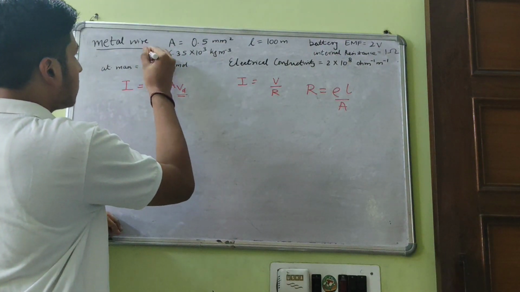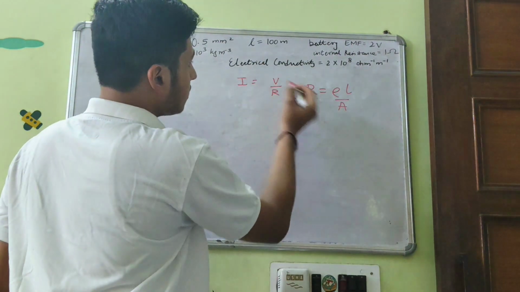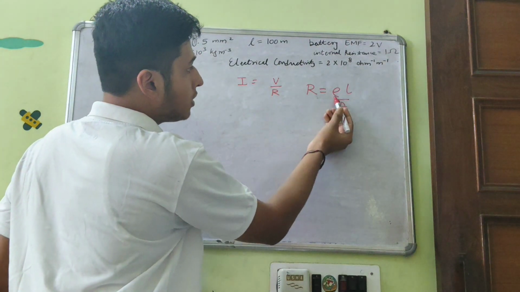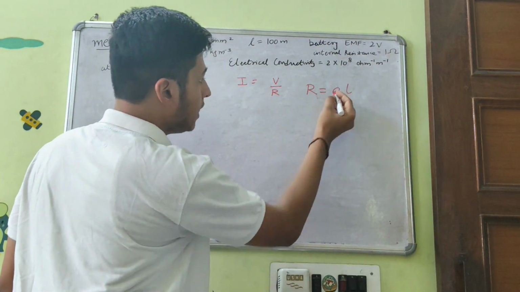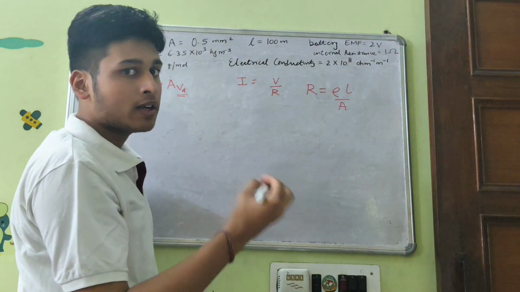This is density, let's call it D. This is resistivity, R equals rho L by A. We are finding the resistance of this wire. R equals rho L by A. Resistivity is 1 by conductivity.